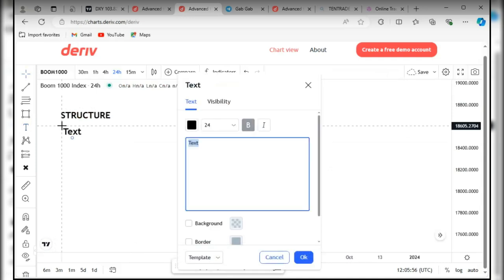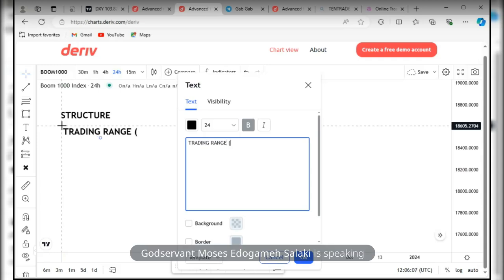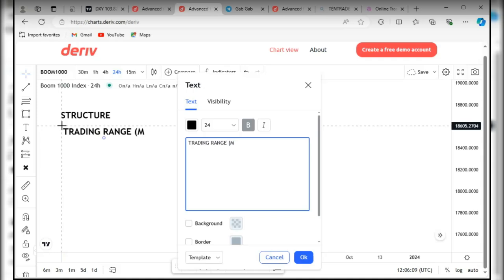your current trading range. So trading range, by trading range, I'm talking about the most recent high. Okay, I've always said this. The most recent high and most recent low.